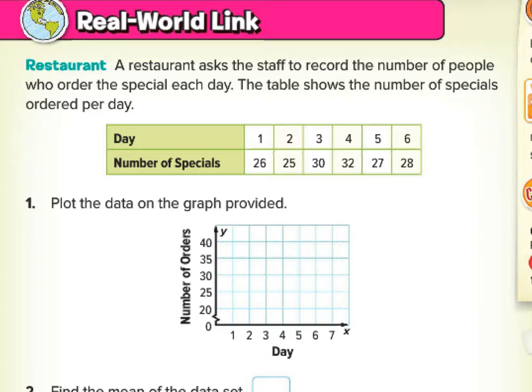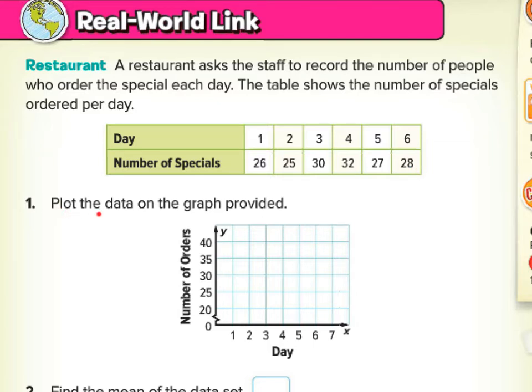Let's have a look at a real world example and see how this lesson fits into the real world. Let's look at the context of a restaurant. A restaurant asks the staff to record the number of people who order the special each day. The table shows the number of specials ordered per day. So at the very top, we have the days 1 to 6. So this is our x value, our independent variable. And then our number of specials on day 1, 26, day 2, 25, day 3, 30, and so on, as you can see.